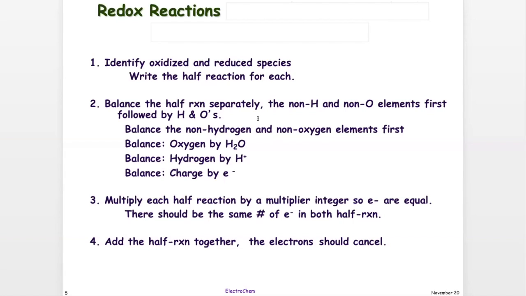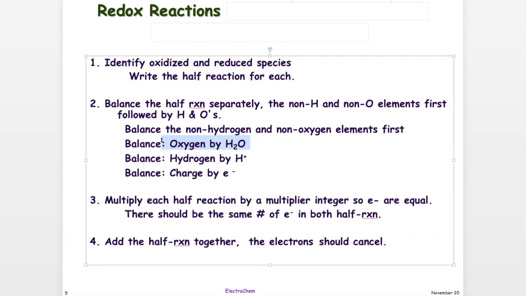If it's not a hydrogen or an oxygen, you balance those first and make sure they're the same on both sides. And then once that's balanced, don't even worry about the charge at this point. Then you balance the oxygen right here by water. Why water? Because you can't add just oxygen or O plus into the chemical.